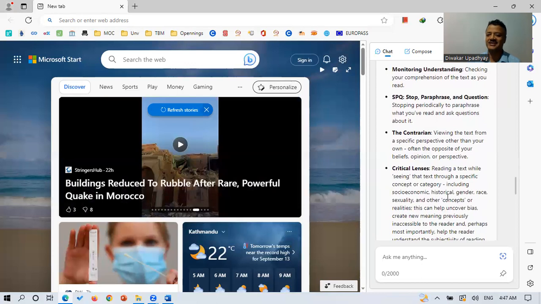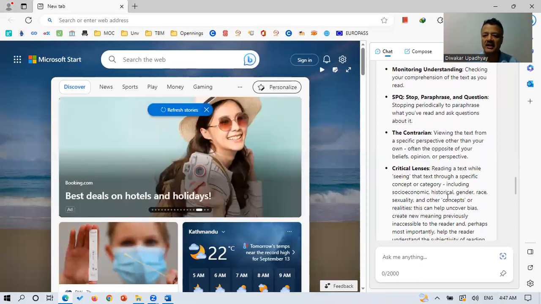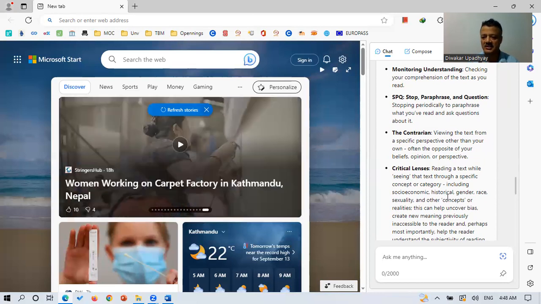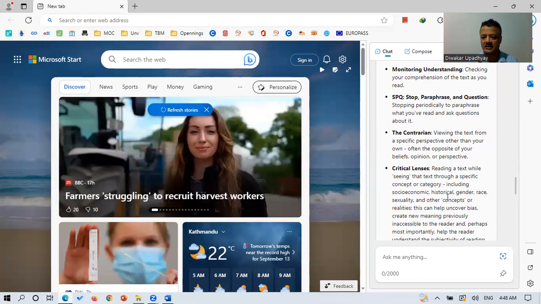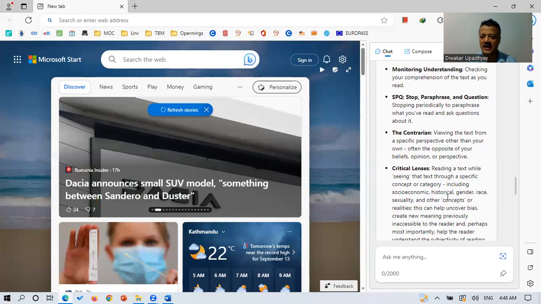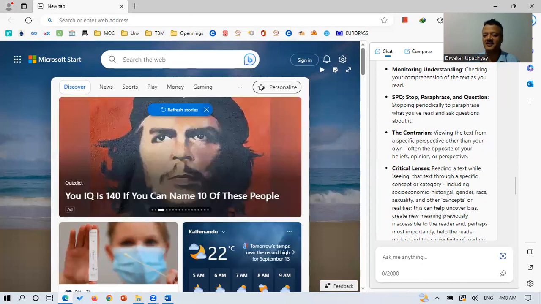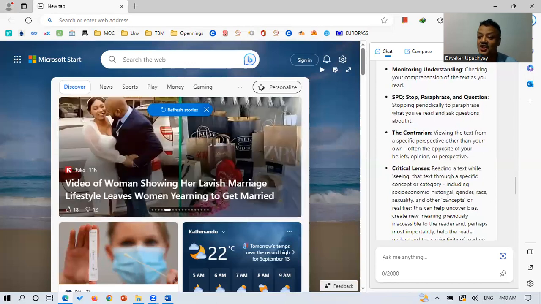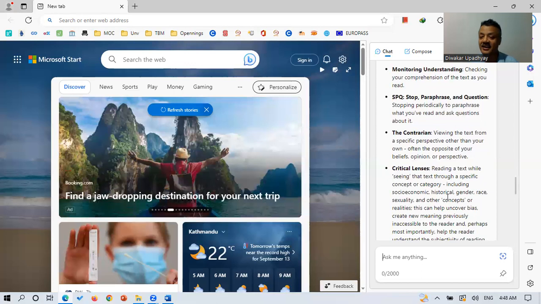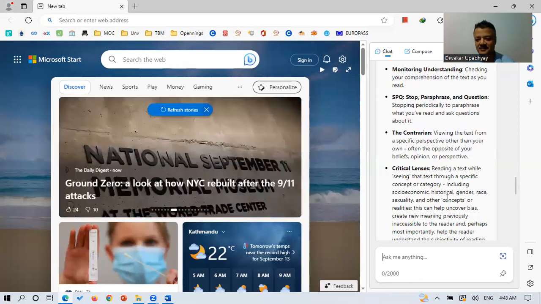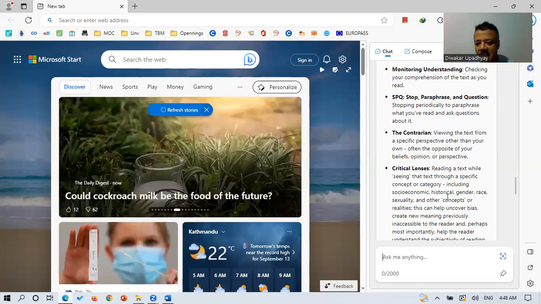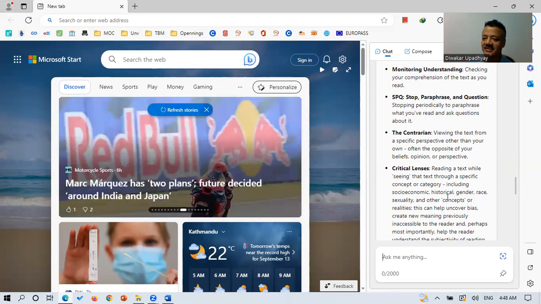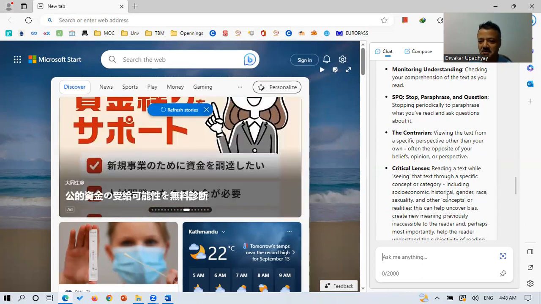The contrarian: viewing the text from a specific perspective other than your own. For example, read the text as a student, read the text as a teacher, read the text as a mother, read the text as a father, read the text as a soldier, read the text as a businessman, read the text as a poet. Imagine a position or perspective other than the text has and read it, right? The contrarian reading, we sometimes call it reading against the grain: viewing the text from a specific perspective other than your own, often the opposite of your beliefs, opinion, or perspective. Suppose a text is written by a Nepali author, then read it as an Indian reader, read it as a Chinese reader, what meanings might appear.